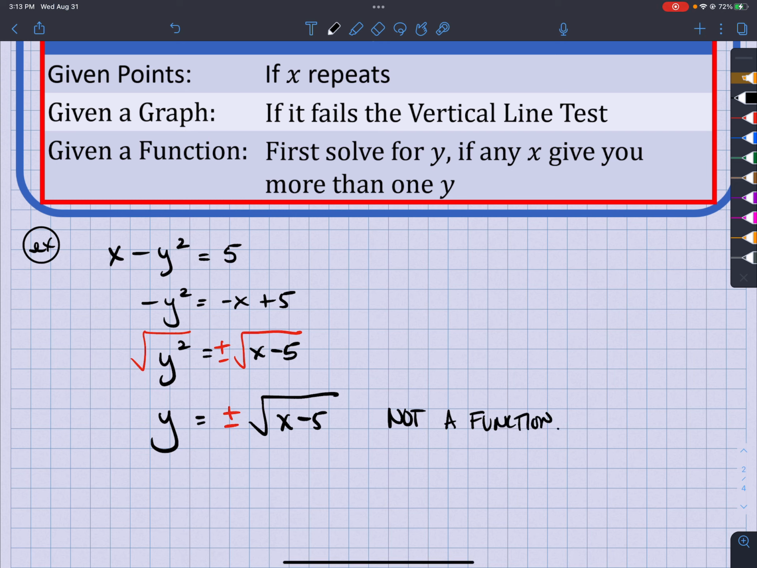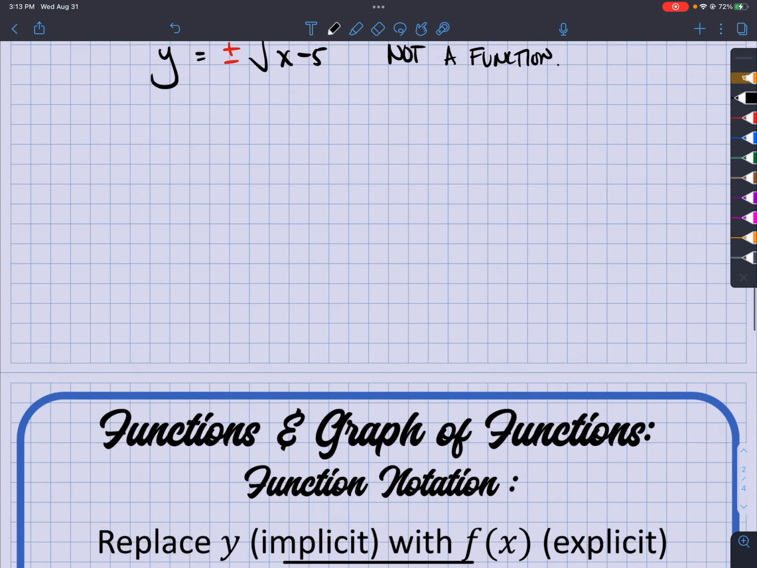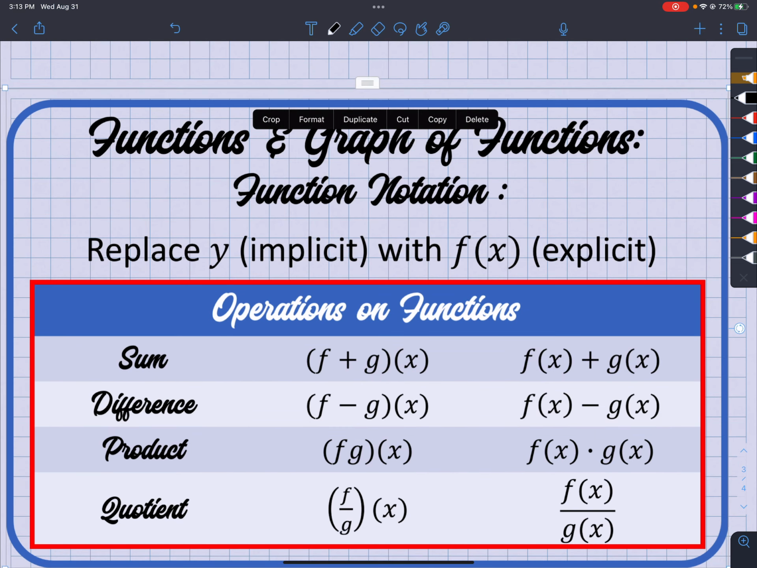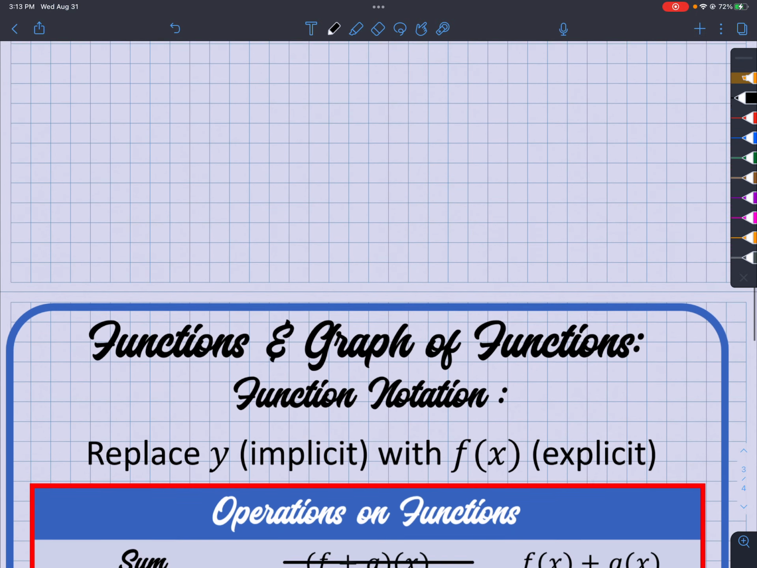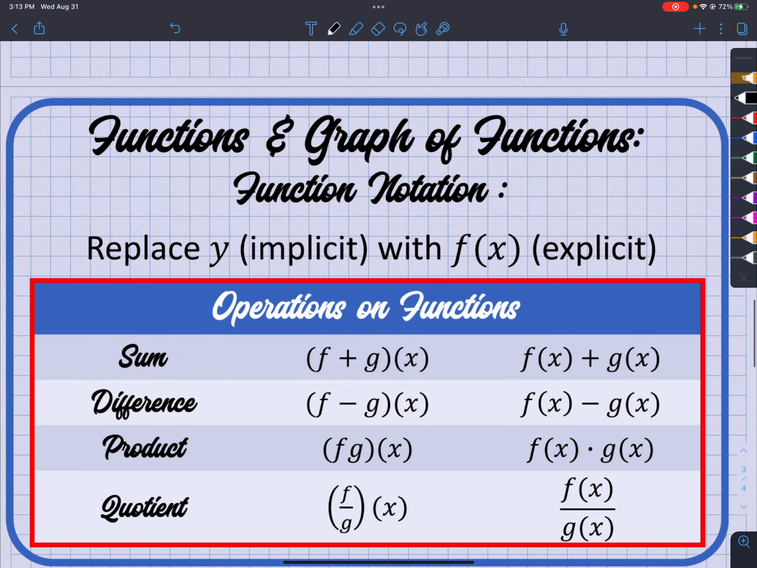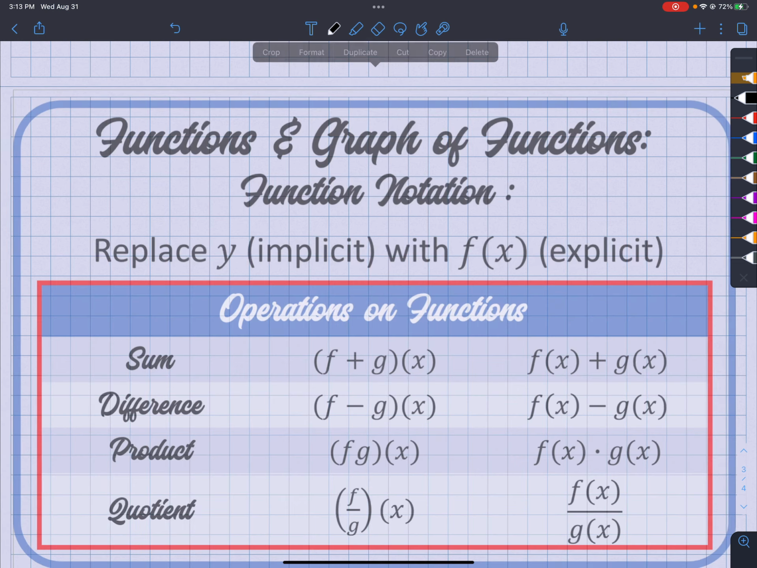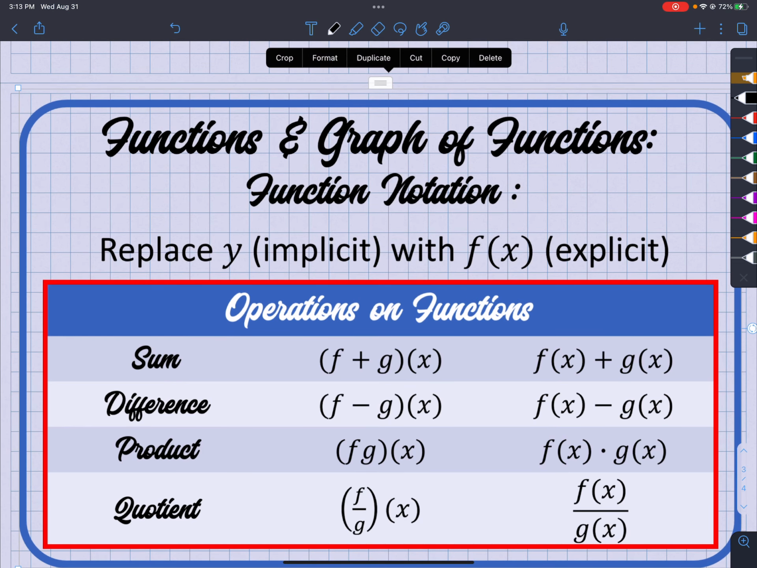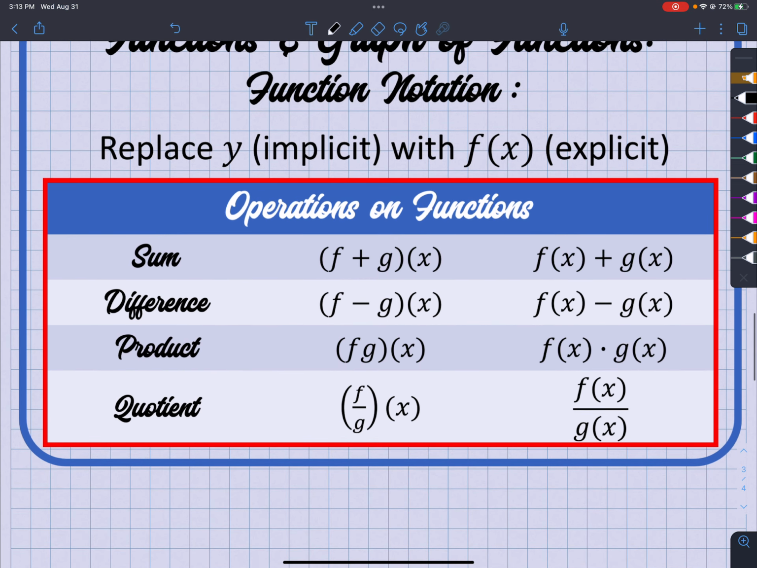All right. Onward we go to operations. Okay, there we go. So with operations, what you see is with functions, we can add them, subtract them, multiply them, divide them.